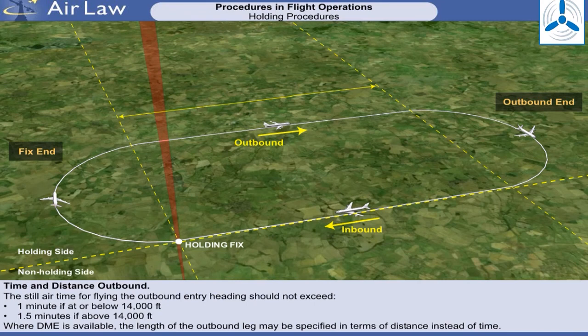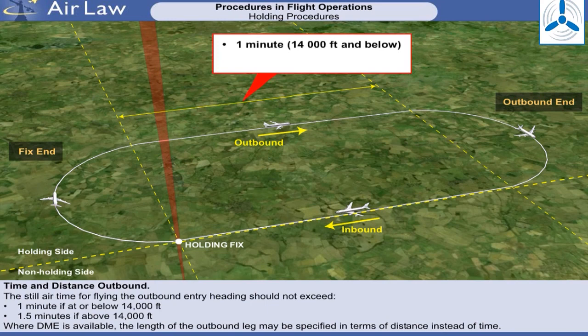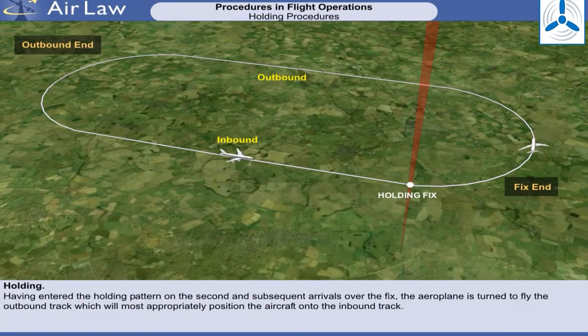The still air time for flying the outbound entry heading should not exceed 1 minute if at or below 14,000 feet, or 1.5 minutes if above 14,000 feet. Where DME is available, the length of the outbound leg may be specified in terms of distance instead of time. Having entered the holding pattern on the second and subsequent arrivals over the fix, the aeroplane is turned to fly the outbound track, which will most appropriately position the aircraft onto the inbound track. Pilots must compensate for wind during this manoeuvre.